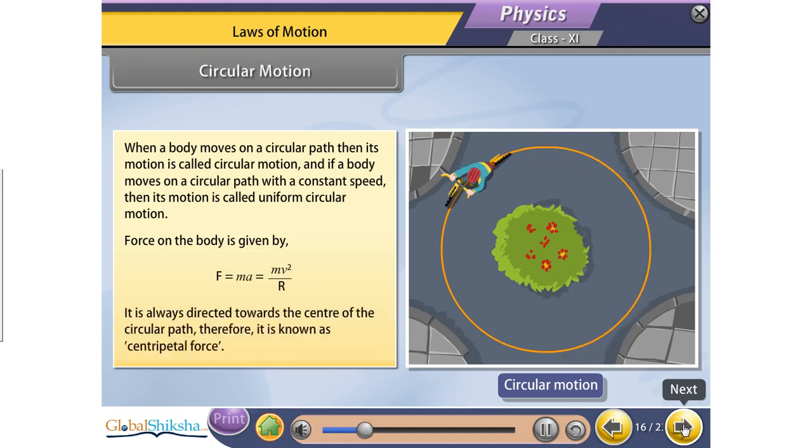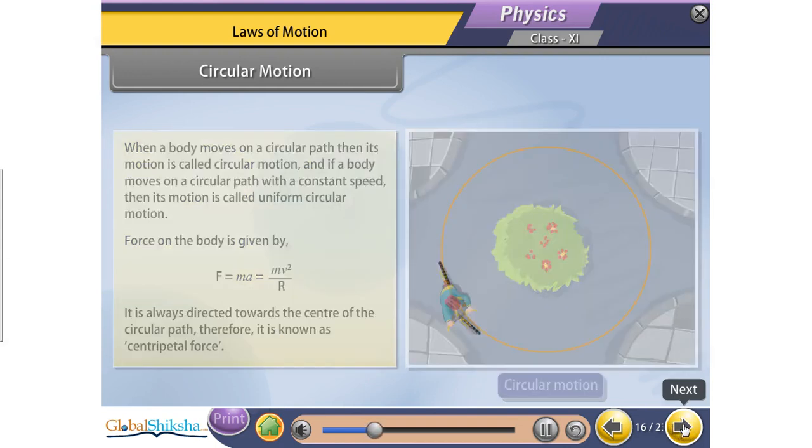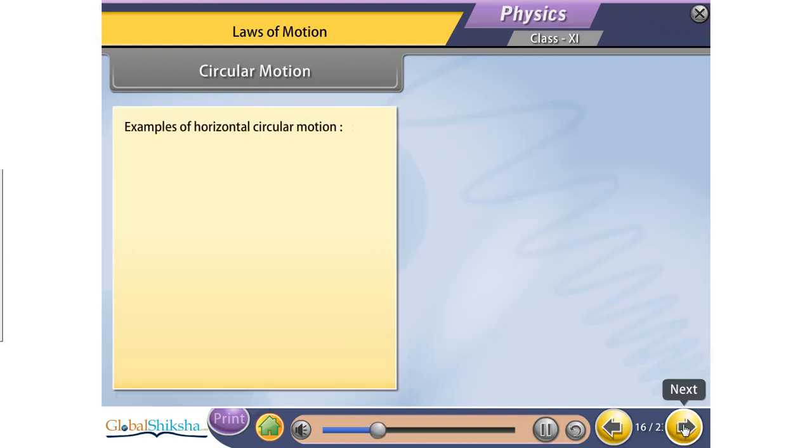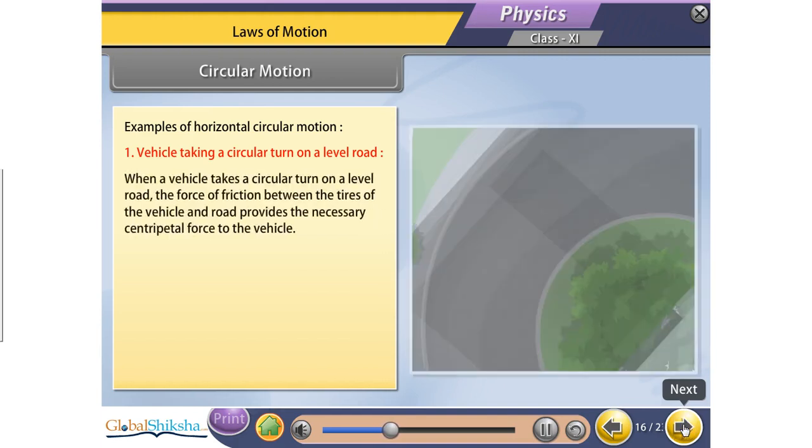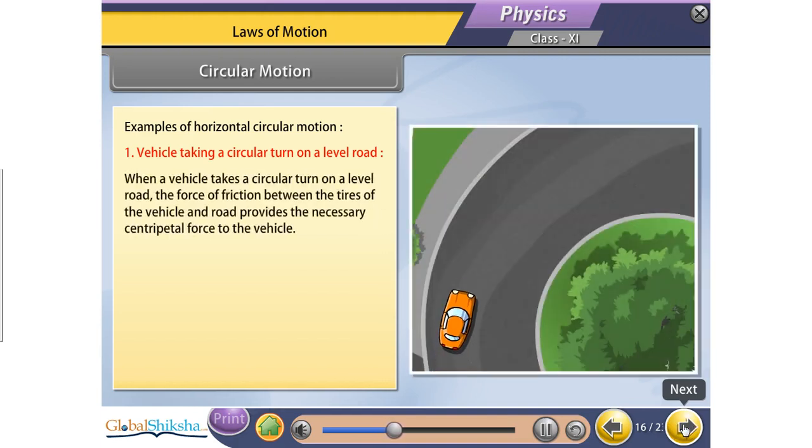It is always directed towards the center of the circular path. Therefore, it is known as centripetal force. Some examples of horizontal circular motion are: Number 1. Vehicle taking a circular turn on a level road. When a vehicle takes a circular turn on a level road, the force of friction between the tires of the vehicle and road provides the necessary centripetal force to the vehicle.